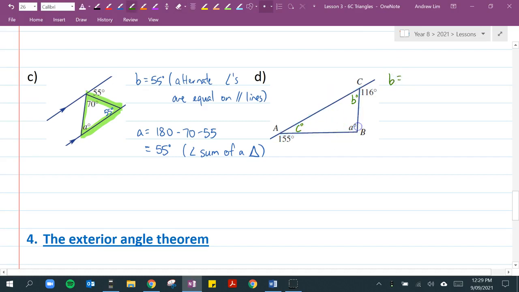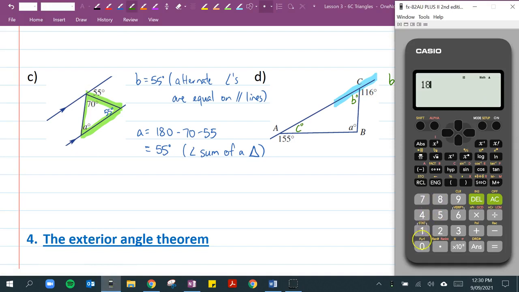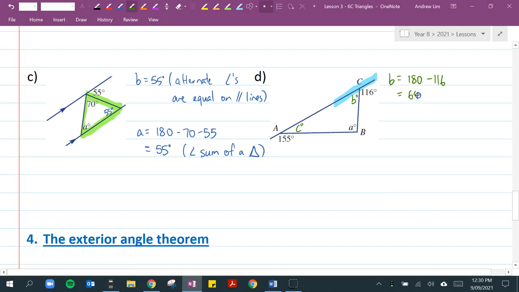Because B is part of this straight line, and straight lines add to 180 degrees, I'm going to start off with 180, and I'm going to minus what I do know. I know that this is 116. And 180 minus 116 is 64. So I know that B is equal to 64 degrees. How do I know that? Angle sum of a straight line, because that's what I used. I didn't use a triangle. I used the straight line.